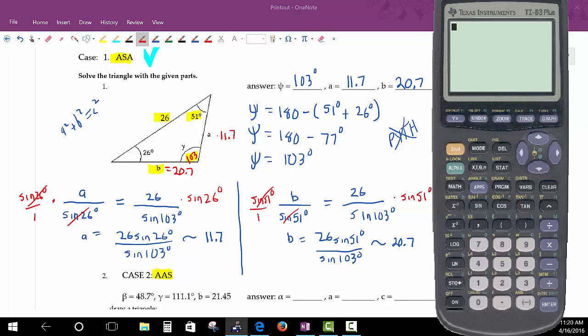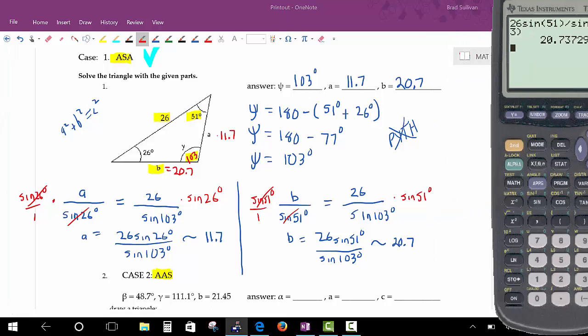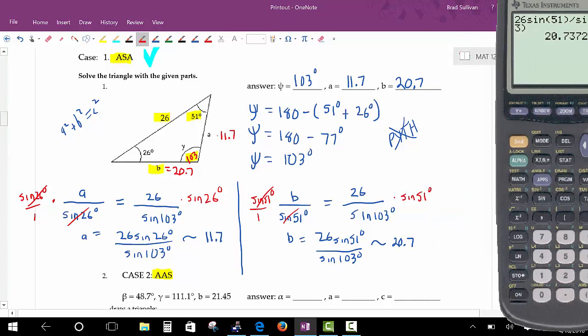So I had B over sine 51 equals 26 over sine 103. So I should have put in 26 sine 51 degrees, and then divided that by sine of 103. And if I'm off a little bit, it's okay, but that would probably be just due to rounding errors. So that's about right, okay? All right, so that would be your first example of a law of sines problem.